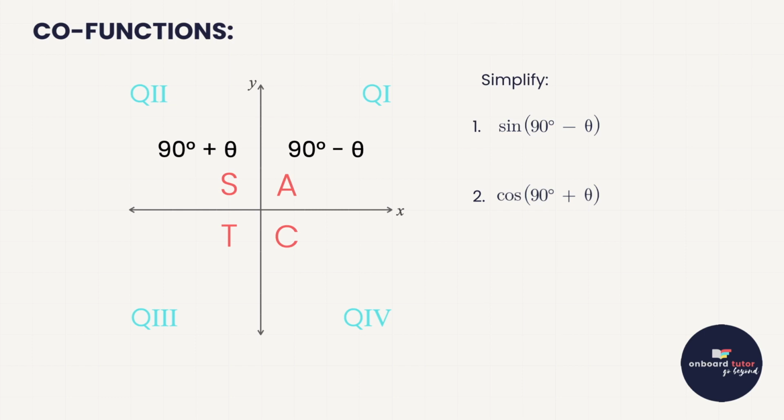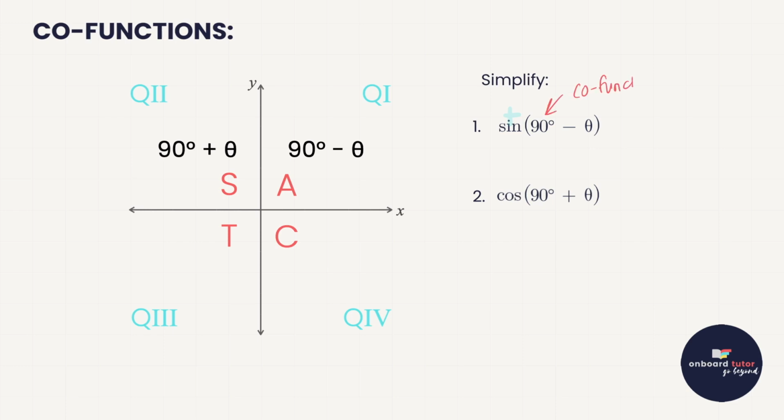So let's have a look at these two examples here that we've been asked to simplify. So sine of 90 minus theta. That's in quadrant 1. And we check, is sine positive or negative in quadrant 1? Sine is positive over there. It's very important that that's the first thing you check. And then, because it was 90 minus, that makes me think of cofunction.